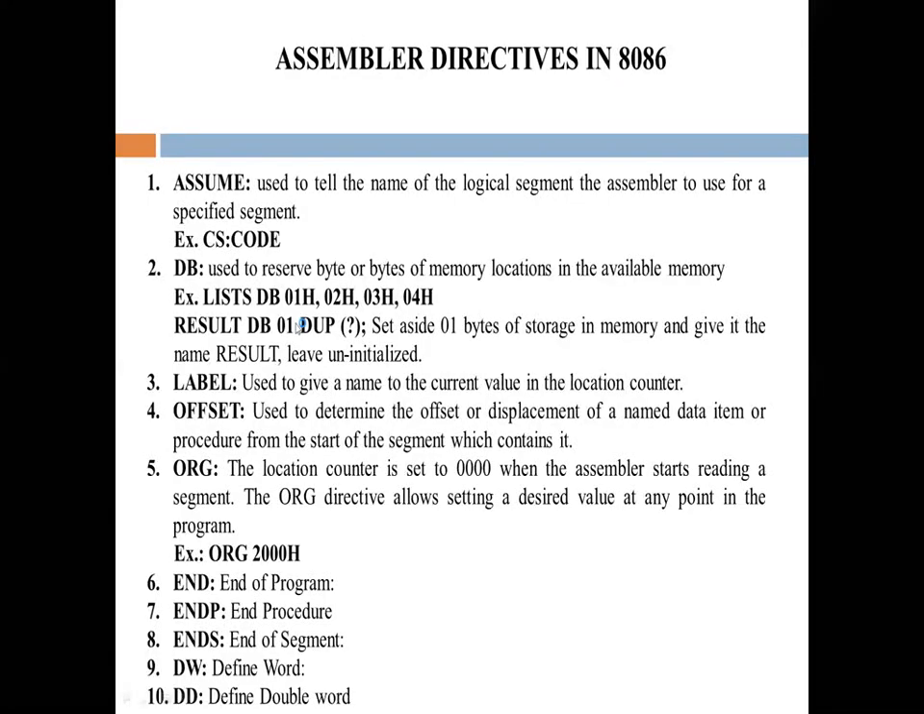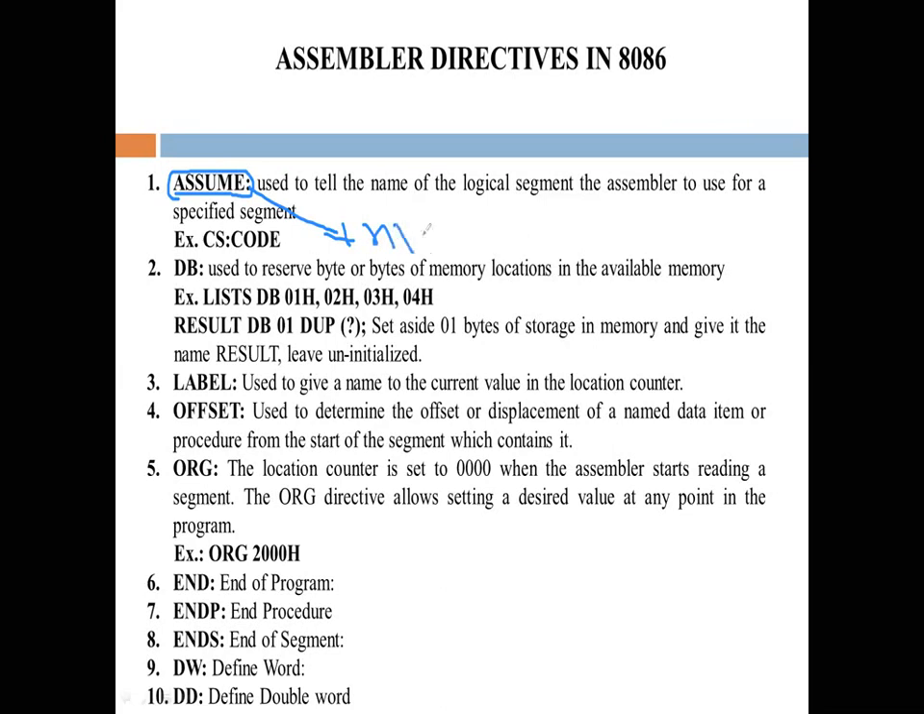There are a number of assembler directives in 8086. Two of them are explained here. First one is the ASSUME directive. Assume means किसी को मानना, किसी एक चीज को दूसरी चीज के फॉर्म में मान लेना. Here, ASSUME is defined as telling the assembler the name of the logical segment to use for a specified segment.